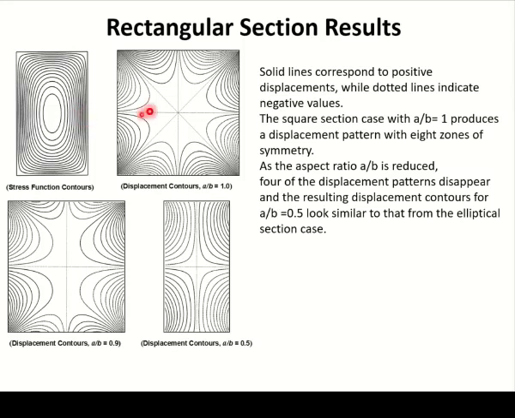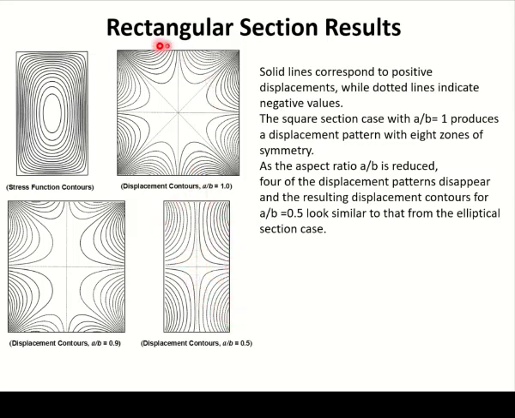If you look at the displacement, this is how it looks for the case of A equal to B, and you will get this symmetry, like eight zones of symmetry. If the displacement is plus, it's solid, and if the displacement is minus, it is given by the dotted lines. The important thing is, if you change A over B, for example, in this case it is kind of a square. But if you get A over B equal to 0.5, you will get a solution like this, which is similar to what we get for the elliptical case.